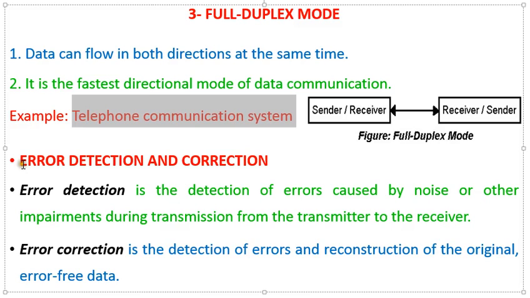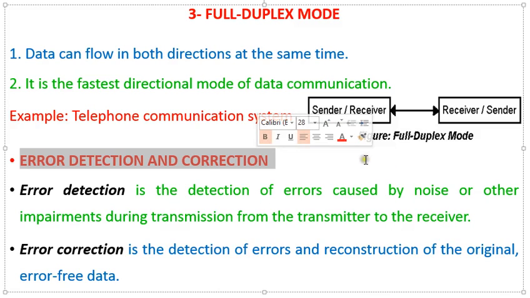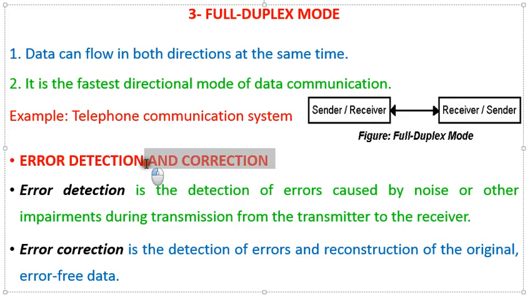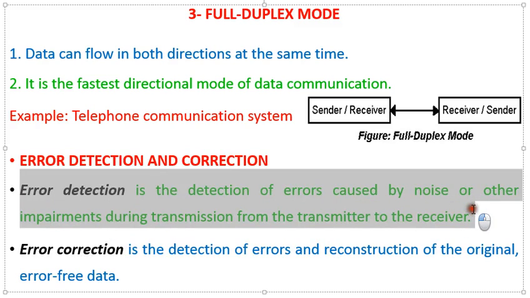Now we move to another segment, which is error detection and correction. As we know, whenever we are sending data from the sending end to the receiving end, there is every tendency that a problem can happen to the data in such a way that it can have an error. Now, what is error detection? Error detection is the process of detecting errors caused by noise or other impairments during the transmission of the data from the transmitter to the receiver.